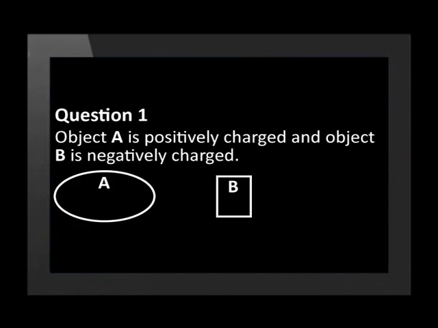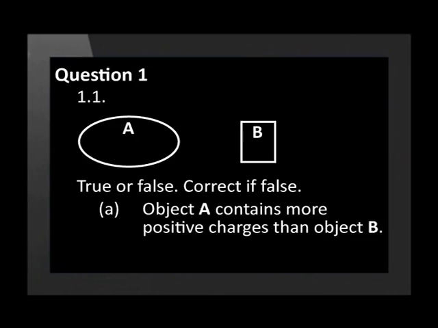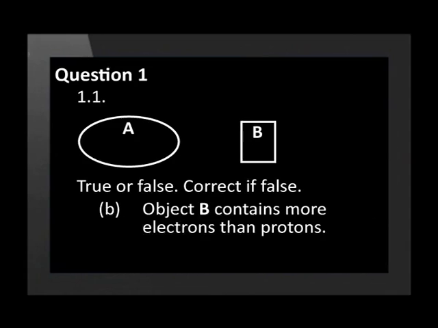Question 1 refers to these two objects. A is positively charged and object B is negatively charged. Let's look at the questions related to these objects. Are these statements true? If not, you need to correct them. Object A contains more positive charges than object B. Object B contains more electrons than protons.